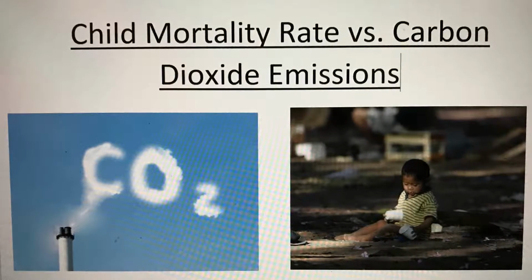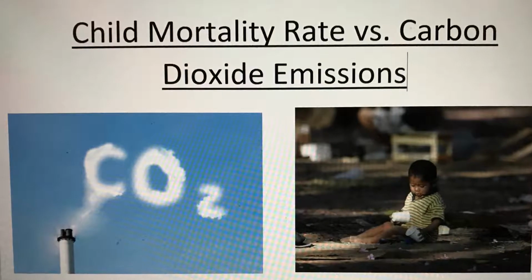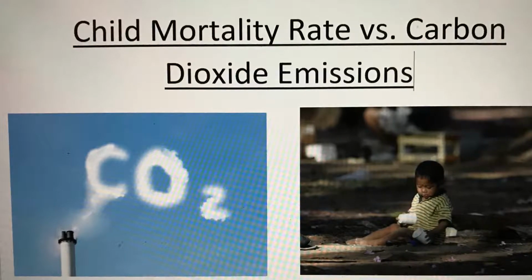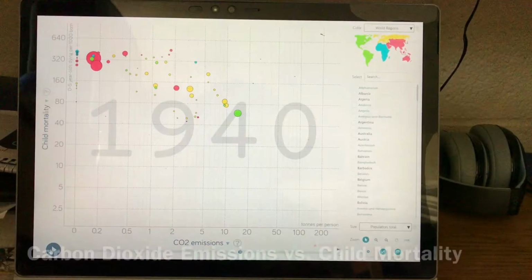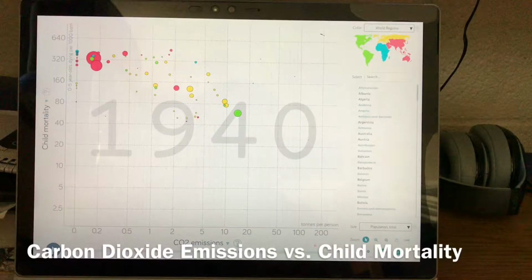Our group evaluated the effect of carbon dioxide emissions on the child mortality rate around the world. We looked at the data to see if there was any correlation that would permit us to look deeper into its relationship. This graph that you were shown is a comparison between CO2 emissions and child mortality rates.